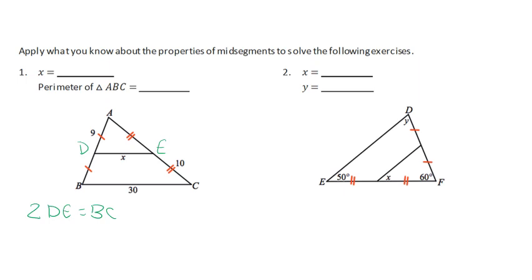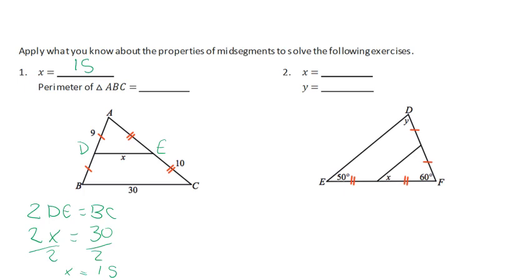So if I look at this, I'm going to fill in all my appropriate information. So 2 times DE is 2x equals BC, which is 30. And then I just have to solve for x. So that means I'm going to divide both sides by 2 and get x is 15. That's not too bad. Now the next thing says find the perimeter of triangle ABC.